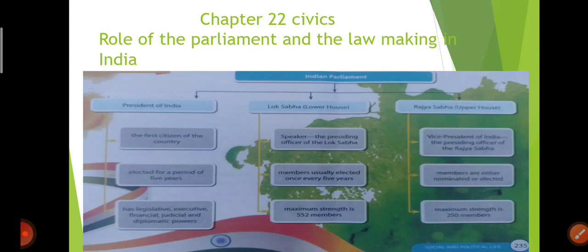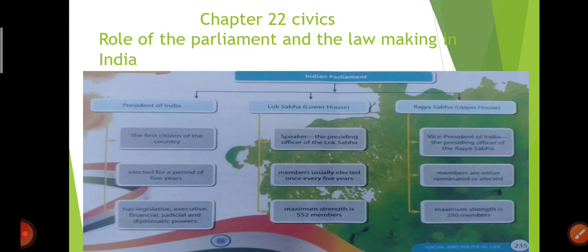Now, Lok Sabha. It is also known as the House of the People. The members are elected directly by the people, usually once every 5 years. The current strength of the Lok Sabha is 545. It takes 273 seats to form the government at the national level.